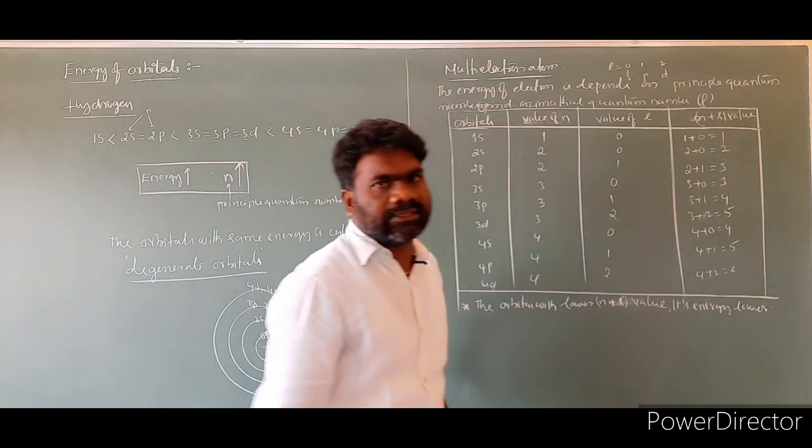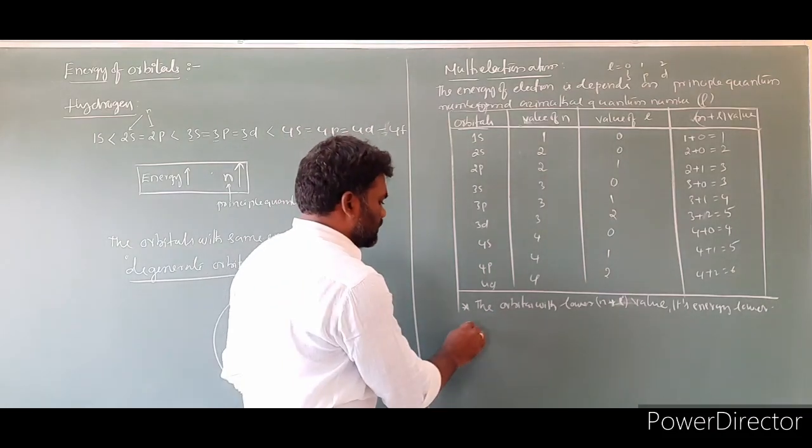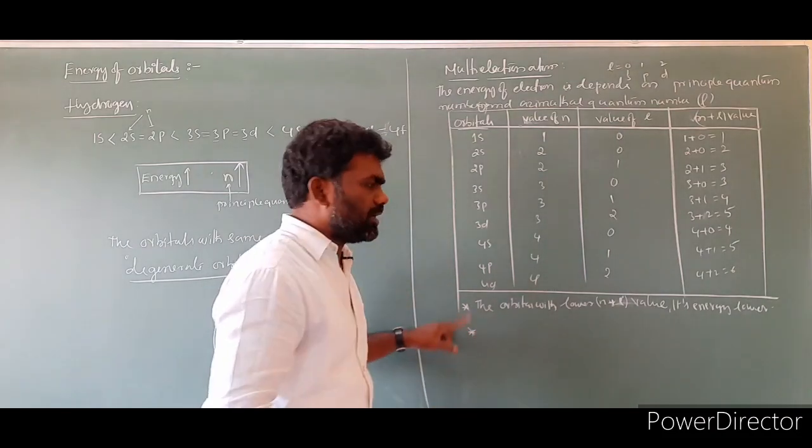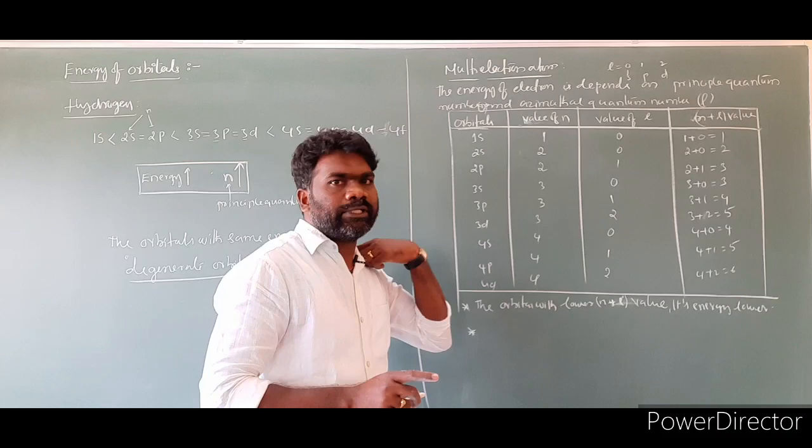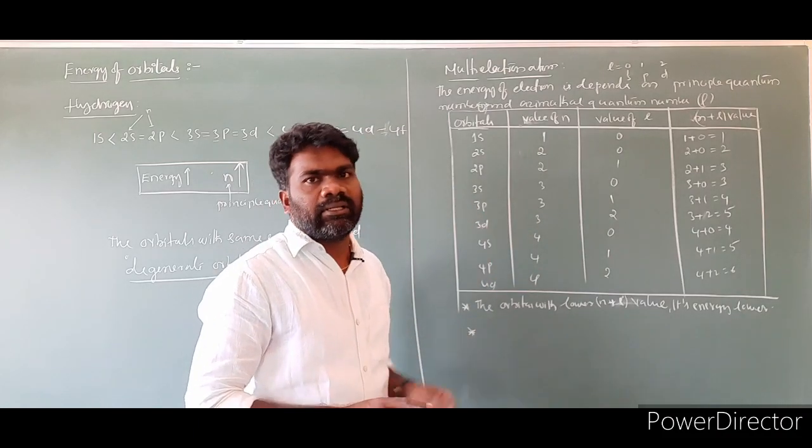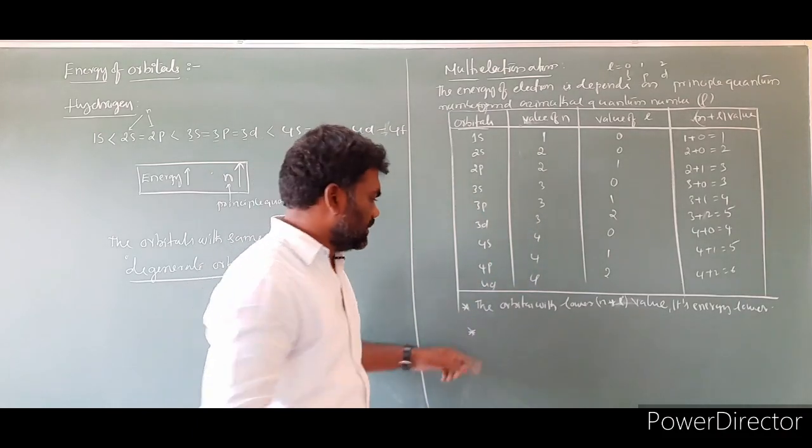And its energy is less. Point number 1. Point number 2. Based on these 2 points only, we can arrange the orbitals in increasing or decreasing order of their energies.